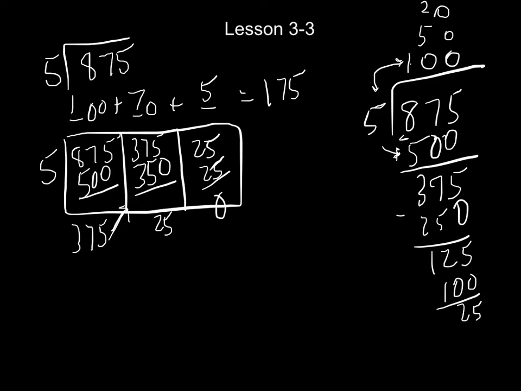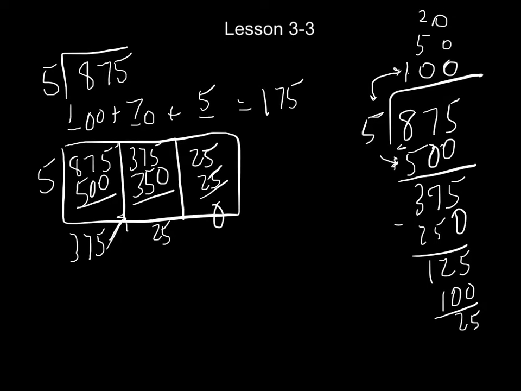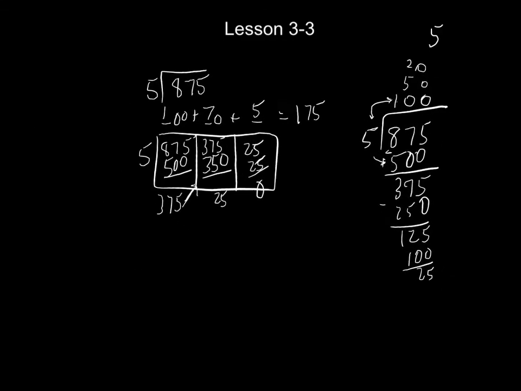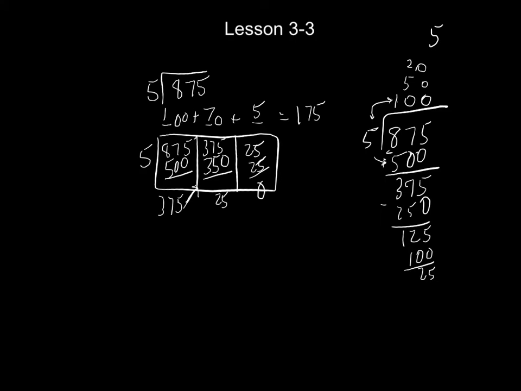And I know it can go in 5 more times. 5 times 5 is 25. It makes it 0. No remainder. And if I add all this up, I will get 175.